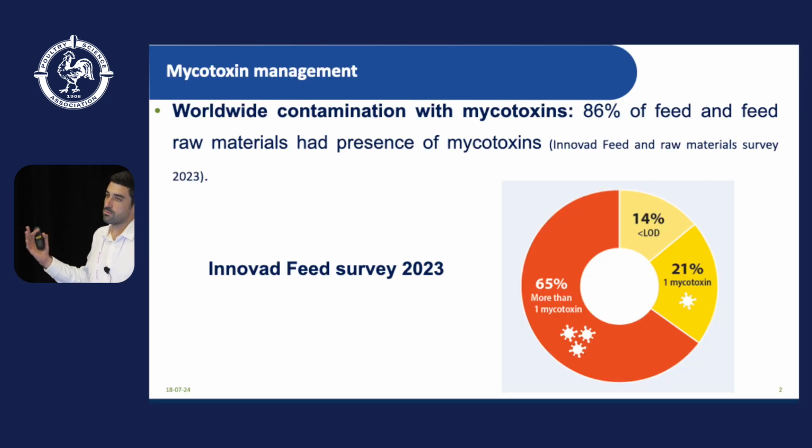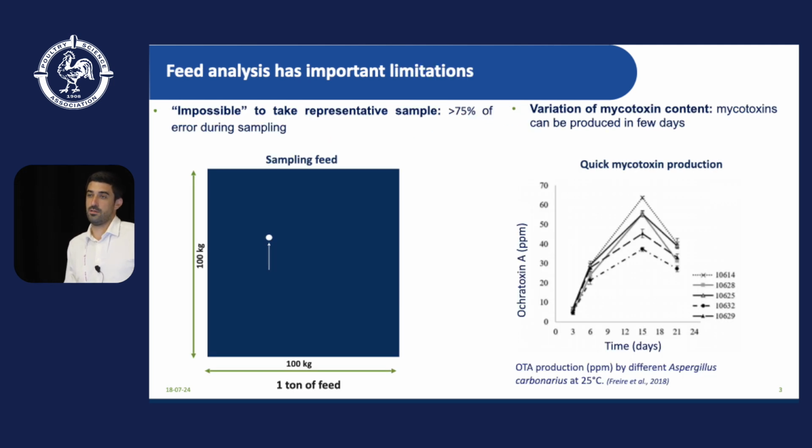First of all, I would like to remind you that normally in all these feed surveys, we detect that most of the samples are contaminated with mycotoxins, confirming that animals are continuously exposed to mycotoxins, and we need to protect them from this contamination. For that reason, the first step is to measure how big the mycotoxin risk is. And until now, to measure the risk of mycotoxins, we have been applying feed and raw material analysis.